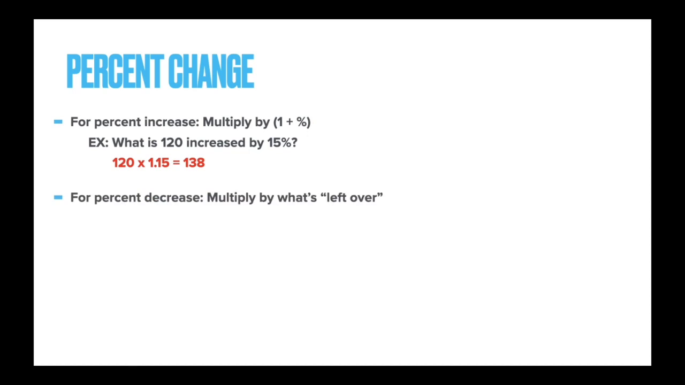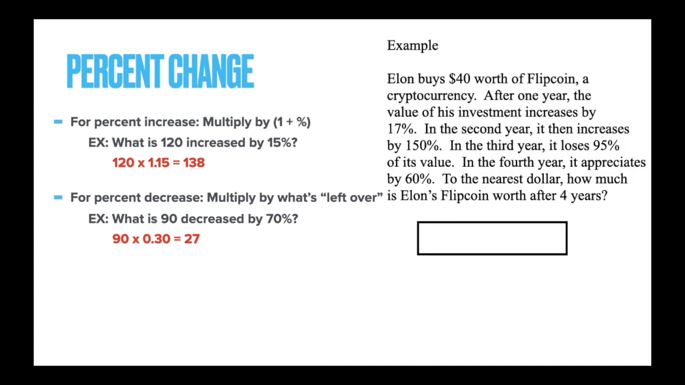For percent decreases, you have to do something a little bit different. You're going to multiply it by whatever's left over. And here's what I mean. So let's say we have 90 decreased by 70%. Well, if I take away 70% of something, what percent is left over? 30, right? So in this case, I'm going to multiply 90 by 0.3. I had 90. I took away 70% of it. So basically, I'm just asking, what's 30% of 90? Because that's what's left.